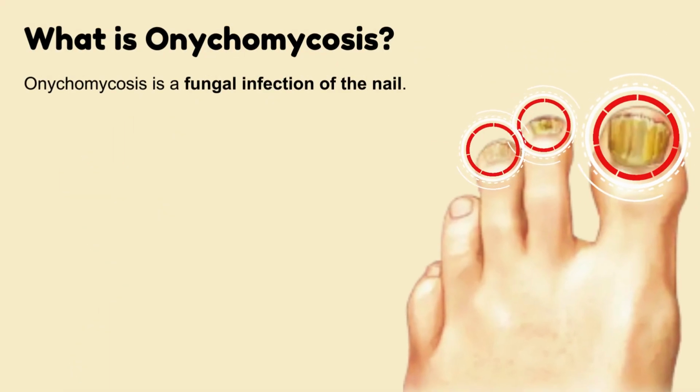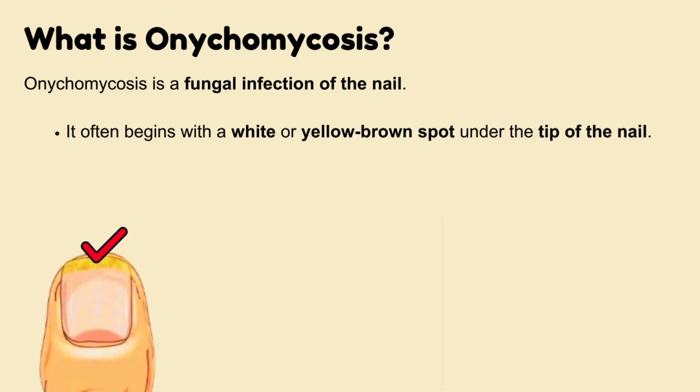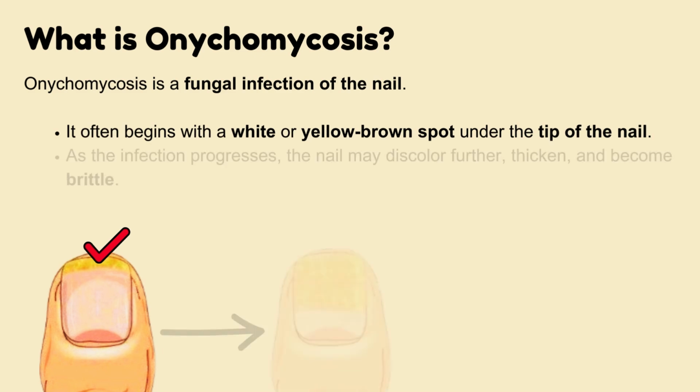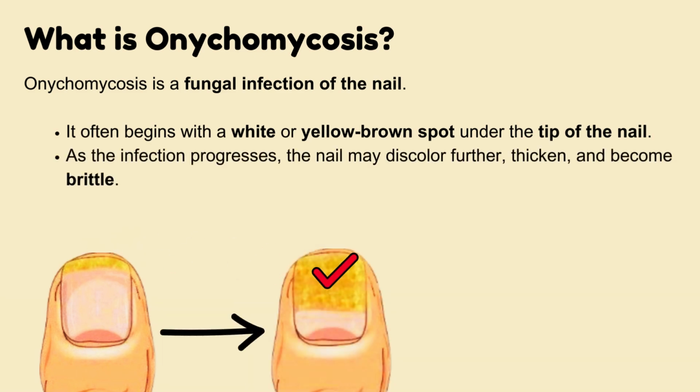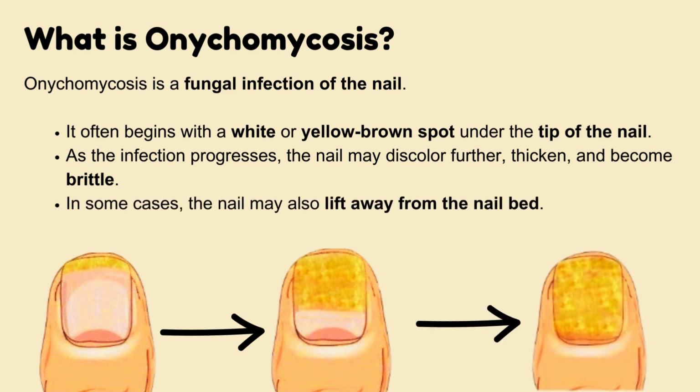Onychomycosis is a fungal infection of the nail. It often begins with a white or yellow-brown spot under the tip of the nail. As the infection progresses, the nail may discolor further, thicken, and become brittle. In some cases, the nail may also lift away from the nail bed.